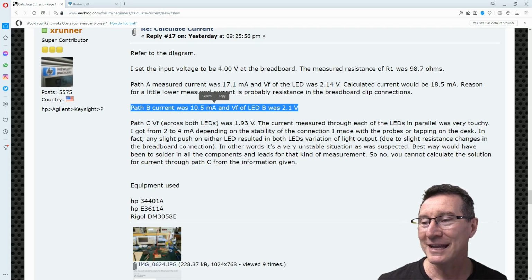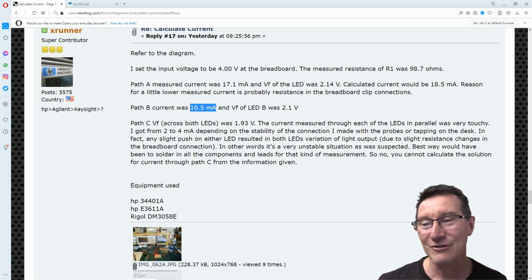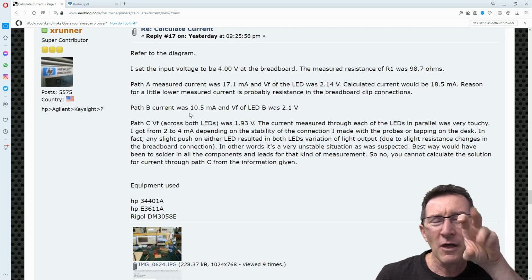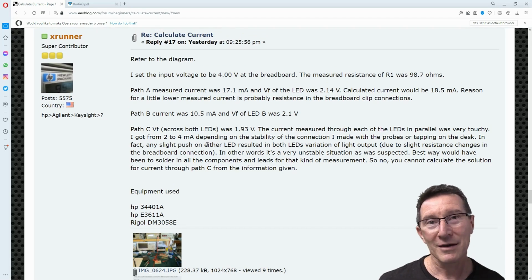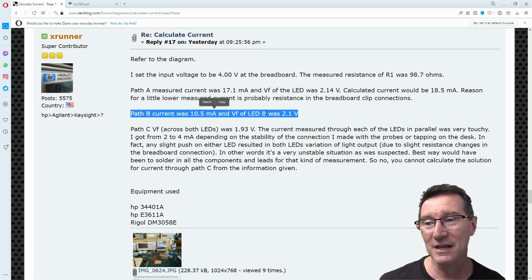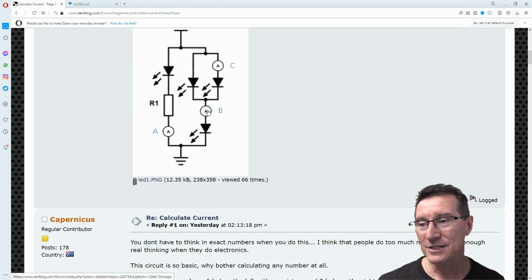So here we go. Path B current was 10 milliamps. There you go. So it did actually split. And VF of LED B was 2.1 volts. So it did actually share the current because Kirchhoff's current law's got to hold, those LEDs will sort themselves out. Now here's where it differs in practice. Path B current was 10 milliamps and VF across LED B was 2.1 volts. And if we go up to the top, this is actually 10 milliamps through here at 2.1 volts. So if we've got 2.1 volts across here, we're going to have 1.9 volts left across here like this.